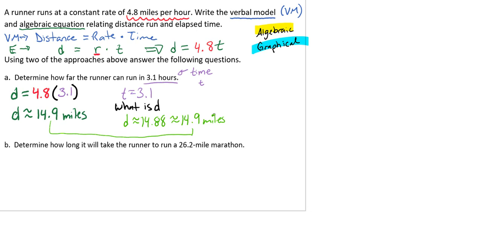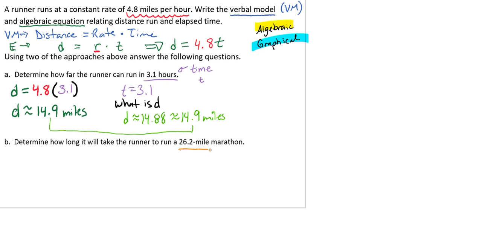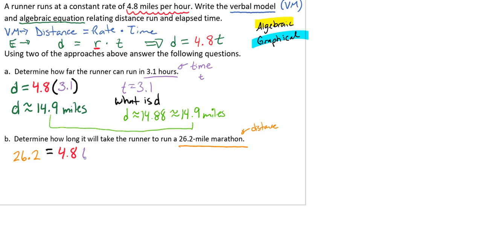Let's answer our second question. Determine how long it will take the runner to run 26.2 miles. Now here, this is not time, this is distance, so this is going to go in for our D. So 26.2 equals 4.8t, and we want to know how long that is going to take.